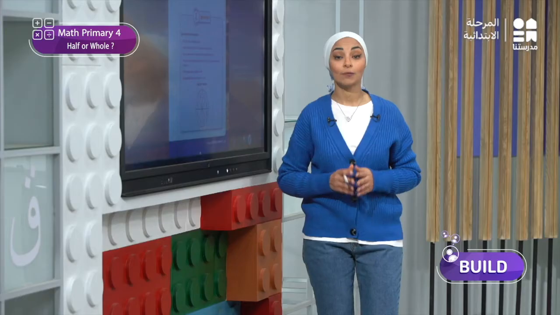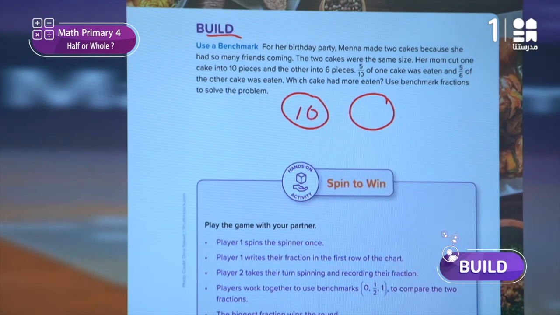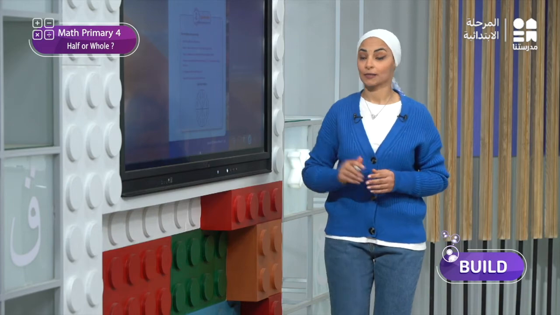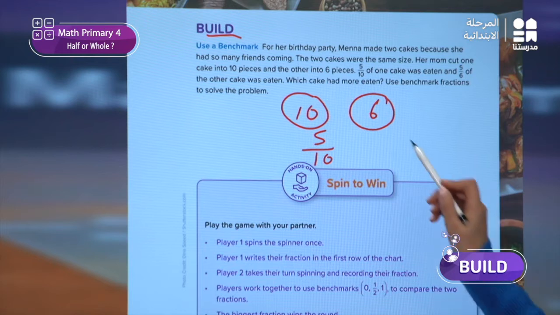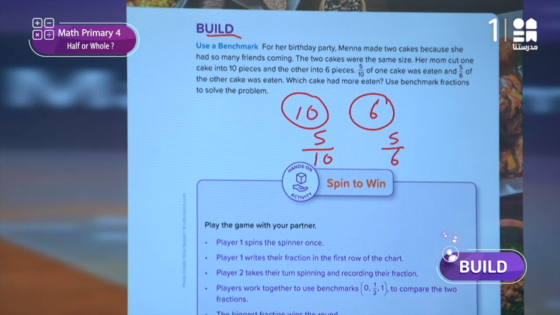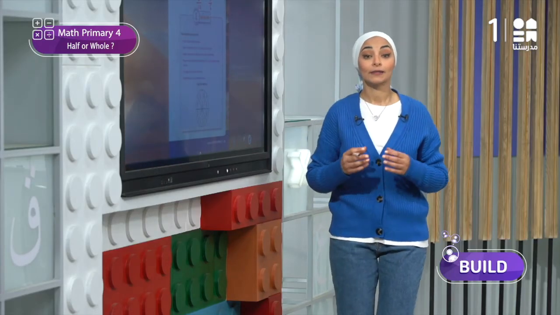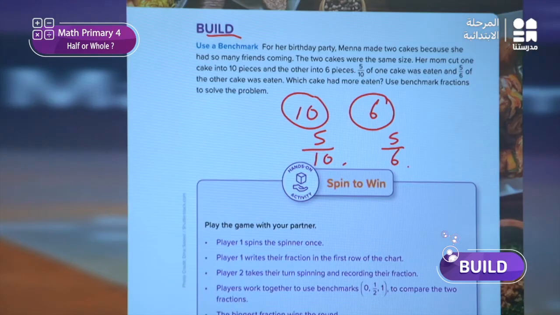Her mom cut the first cake into 10 pieces, and the second one she cut into 6 pieces. Okay, so now 5 over 10 of the first cake was eaten, and 5 over 6 was eaten from the second one. We need to determine which one of the cakes had been eaten more by her friends, the first one or the second one, using the benchmark fractions, don't forget.